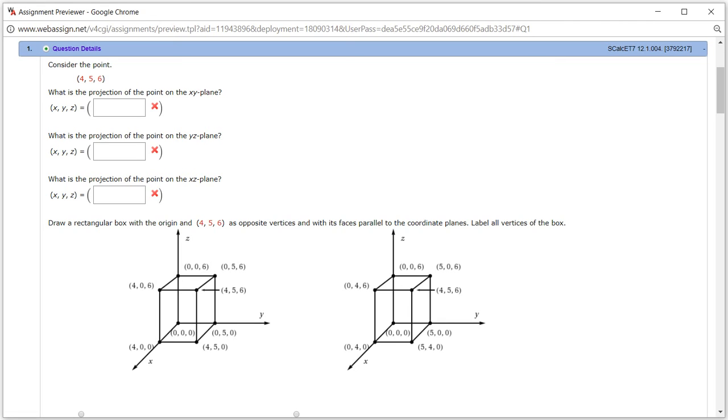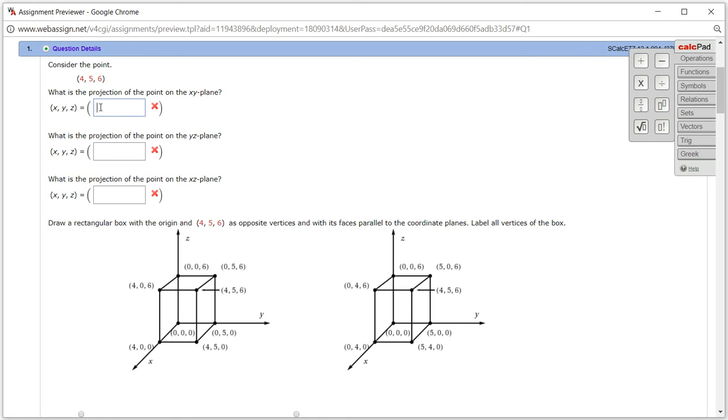All right, let's look at the homework 12.1, problem number 1. So let's look at the first question. What is the projection of the point (4, 5, 6) on the xy plane? Remember that the xy plane's equation is z equals 0. So we want to turn the z coordinate into 0. So it's going to be (4, 5, 0).